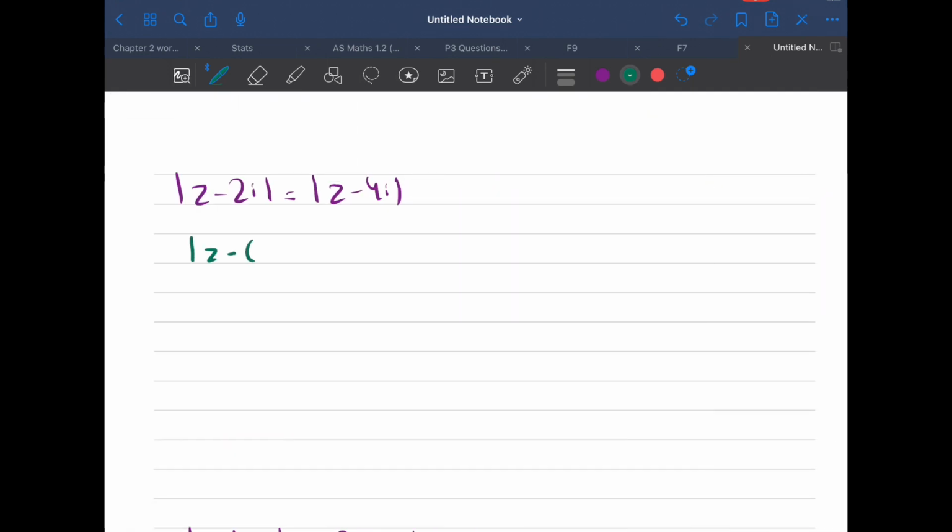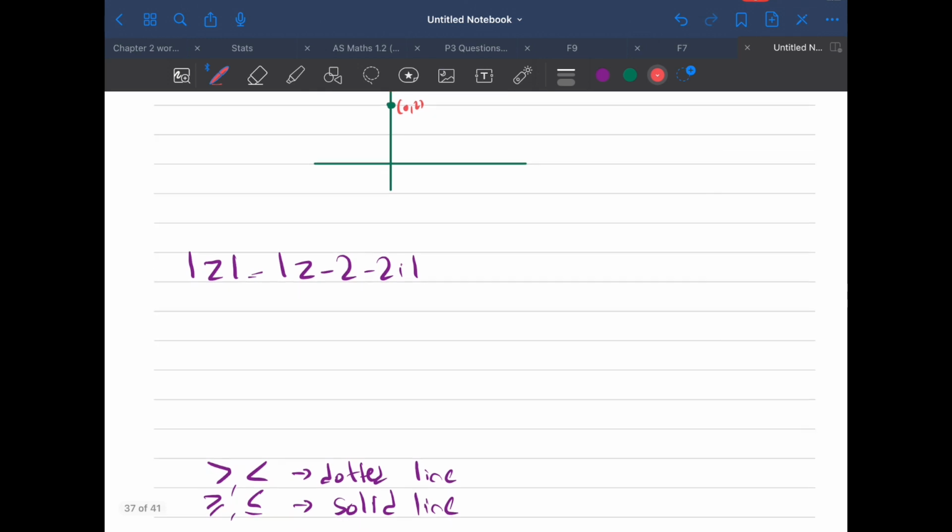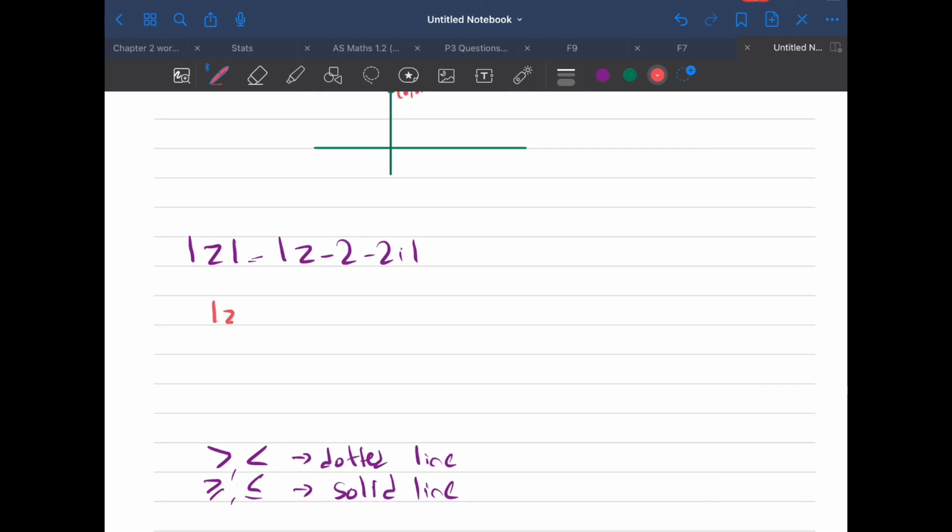Now this one: Z minus 0 plus 2 iota is equal to Z minus 0 plus 4 iota. Where will it lie? So 0 comma 2 will be here, 0 comma 4 will be here. So my perpendicular bisector will lie here, at 3. Got this? This one is easy, you can do it directly. But for the ones that are not easy, I would highly prefer you use compass and protractor, like this one.